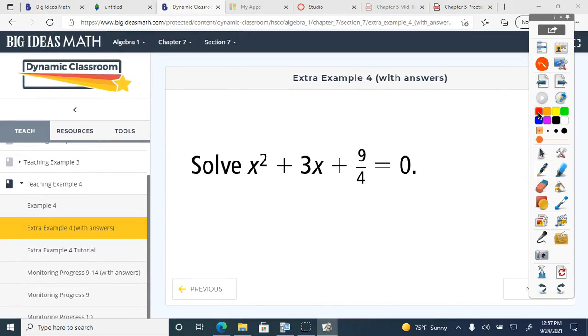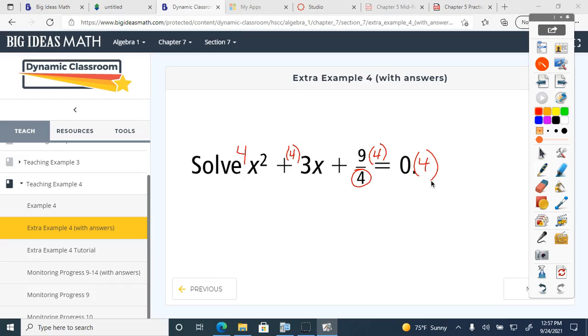I'm gonna multiply this one by what to get rid of the fraction? How many fractions do I have? 1. So that makes it easy. So I multiply everything by what? 4. Why 4? Because that's my denominator. You multiply everything by the denominator. If there's 2 denominators, you multiply everything by the common denominator.